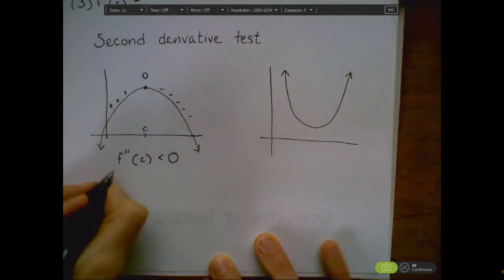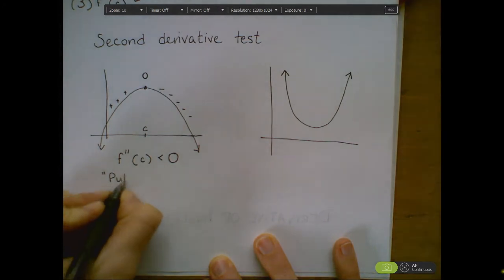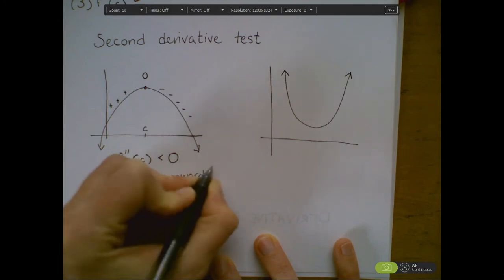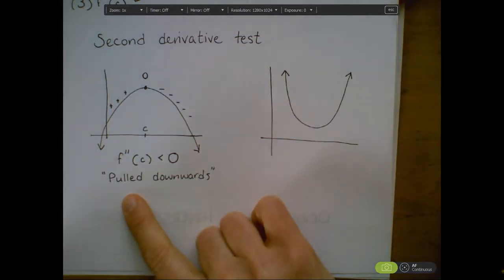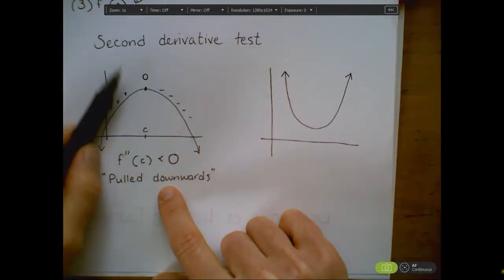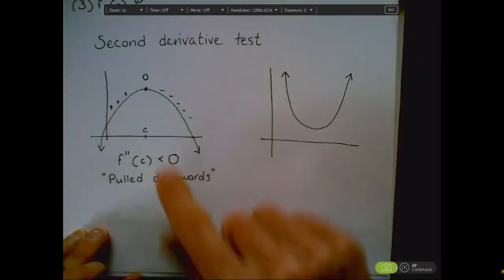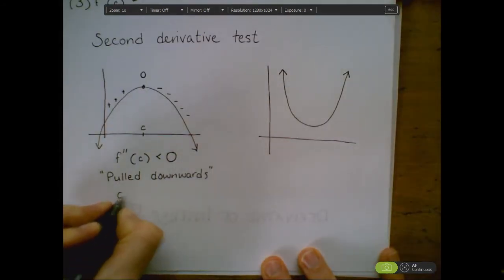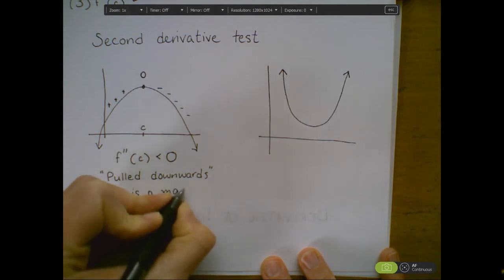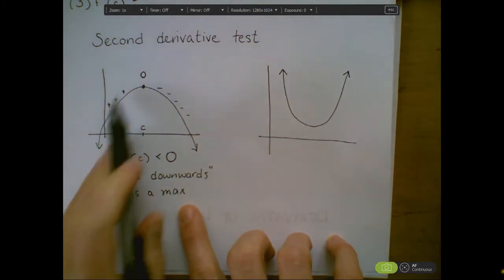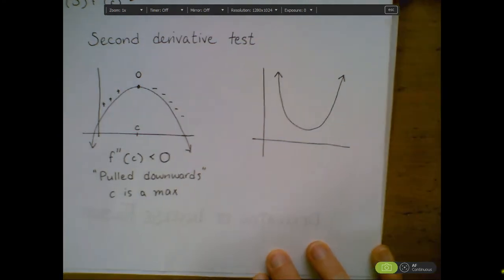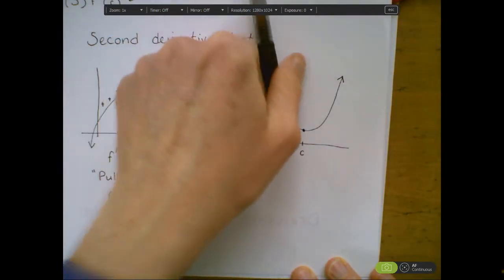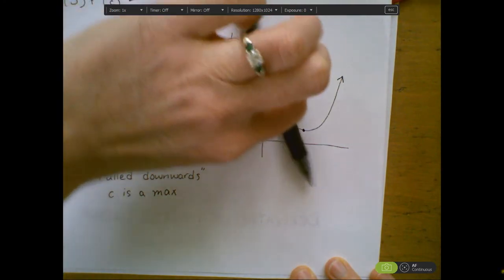Another way to picture this is that the graph is being pulled downwards. So anytime that my graph is being pulled downwards, it means that my slopes are getting smaller and smaller and then more negative. And it means that C is a max. I would rather you didn't memorize this, but you can intuitively look at the graph and figure out what's going on.